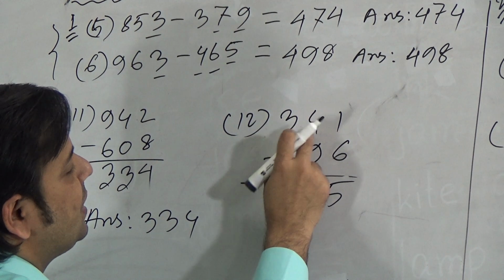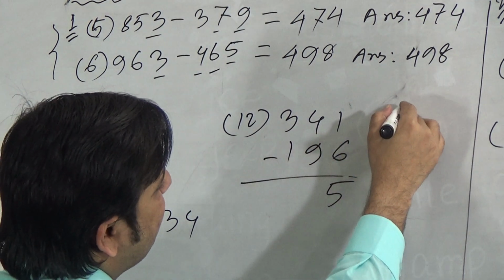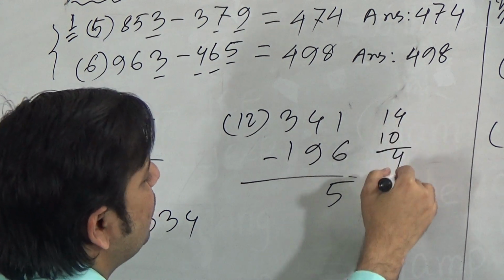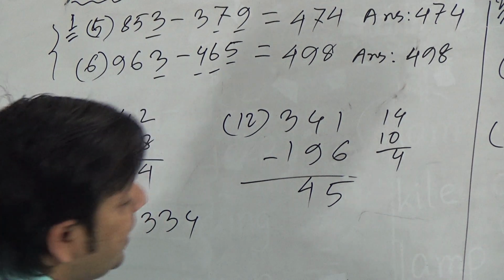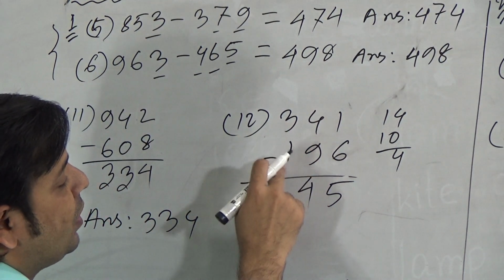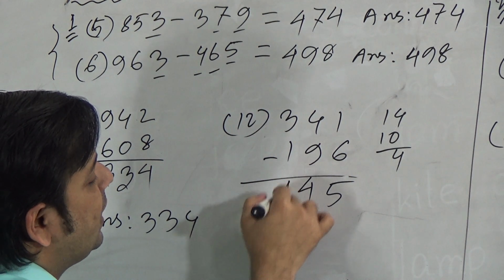No. So we have to consider here again 1. This will be 14. So subtract 10 from 14. This will be 4. So we can write here 4. Now, as I have taken 1, so consider here this one. This will be 2. Subtract 2 from 3. We will get 1.